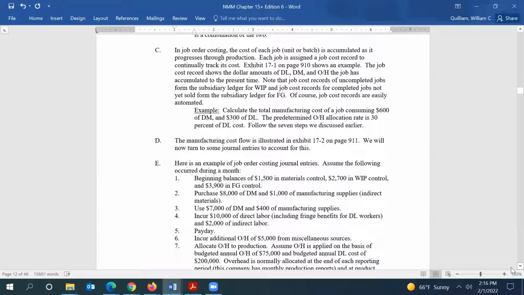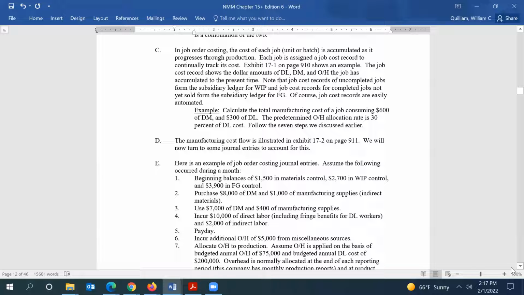We're going to calculate the total manufacturing cost of a job, which is consuming $600 of direct materials and $300 of direct labor. And the predetermined overhead allocation rate is 30% of direct labor cost. That's given to us. Don't worry about those 7 steps. I shouldn't have really put that on there. It seemed like I did at the time I typed it up.